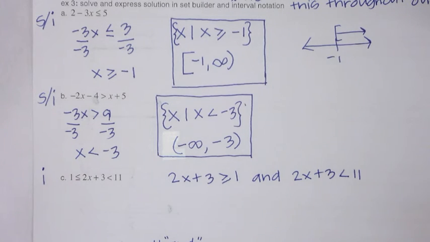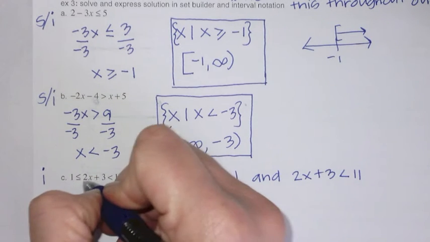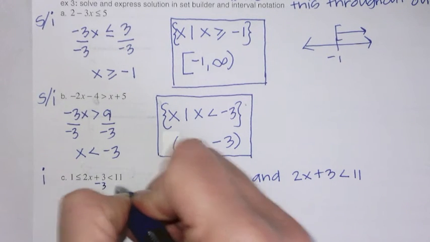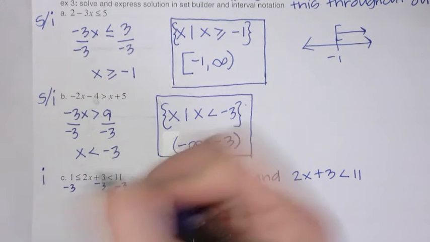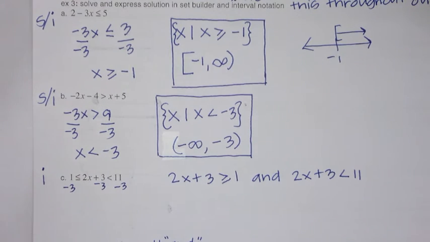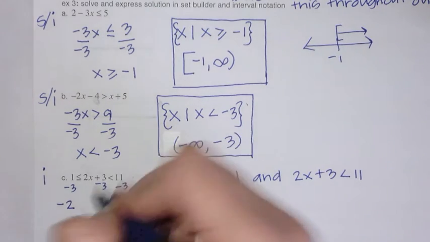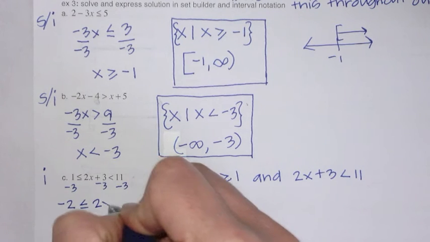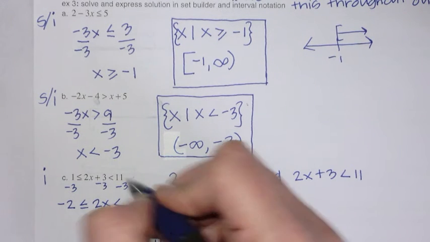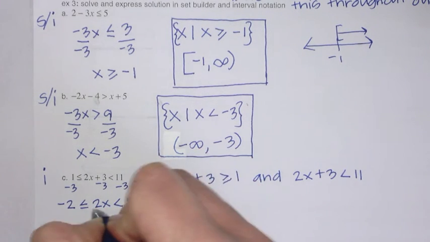And then you can solve both of those individually, or you can solve them at the same time. You just have to make sure you follow the proper procedures for solving. So we undo the subtraction or addition first. So I get -2 is less than or equal to 2x, which is less than 8. And then I divide everything by 2.